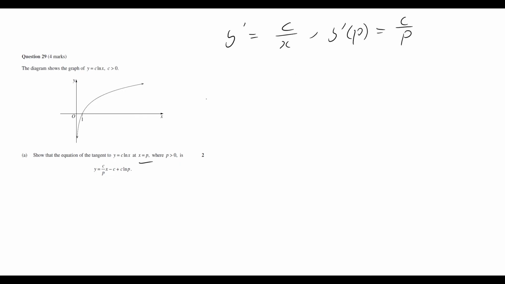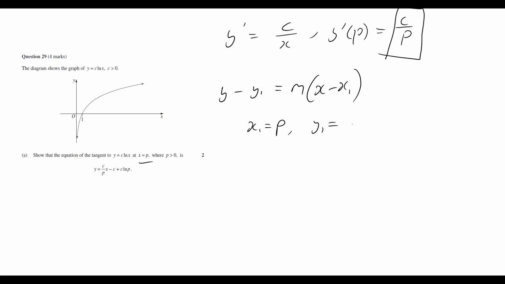So now what we know is we want to create the equation of the tangent at that point where x equals p. To create the equation of the tangent, what we always need to refer back to is our point gradient formula: y minus y1 equals m times x minus x1. And here we have that m is just going to be that gradient that we've just found. And we can quickly figure out our x1 and y1. So x1 is simply going to be our x coordinate here, so x1 equals p. And we know that y1 is going to be equal to c times the natural log of p.